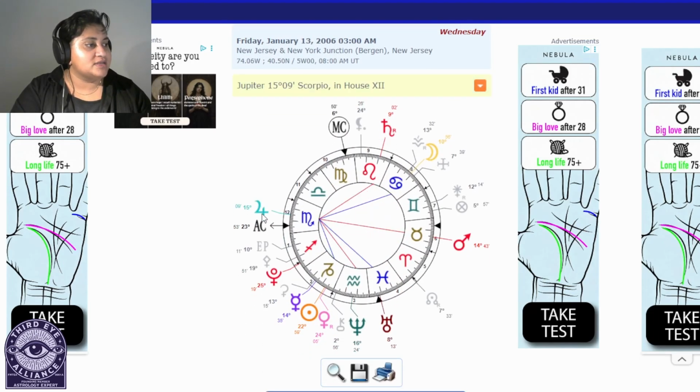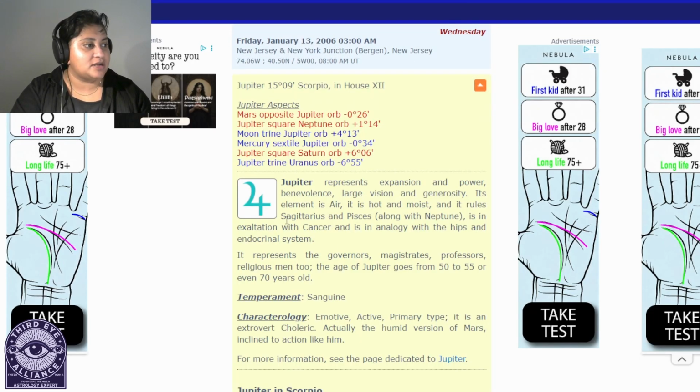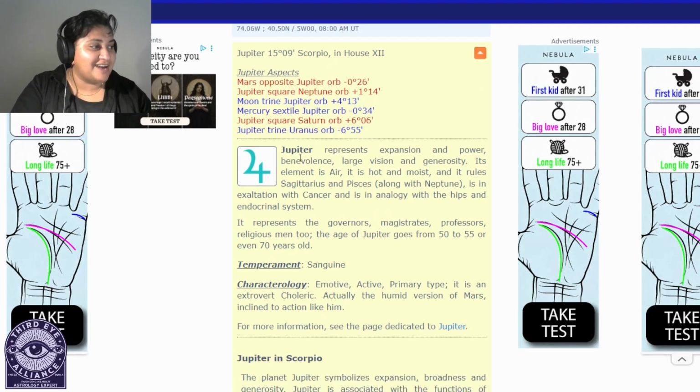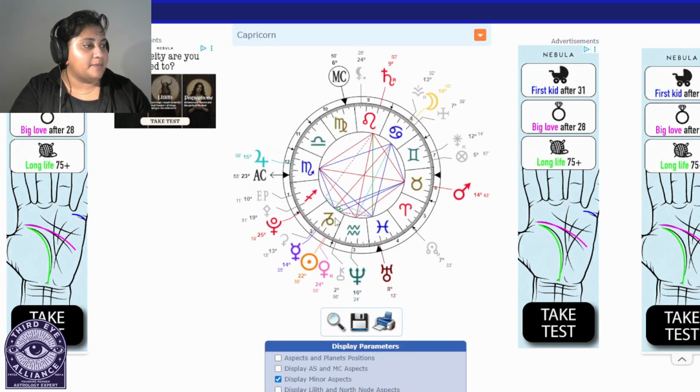And what's cool is that it also gives you the aspects, right? So I just clicked on Jupiter. Mars opposite Jupiter, we talked about that. Mars square Neptune, Moon trine Jupiter, again, instilling that belief system. Emotionally attached to one's wisdom and belief. Jupiter square Saturn. Okay, and again, this is the chart of an imaginary character.